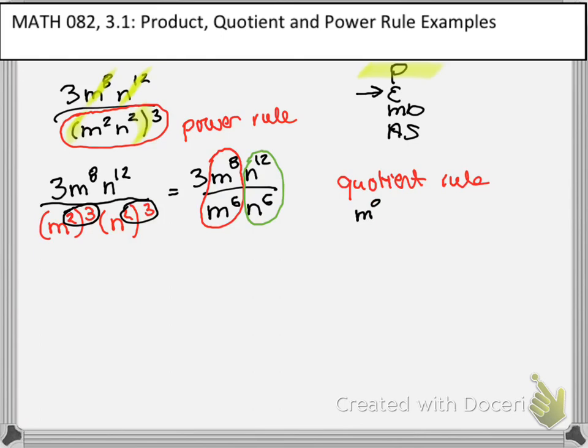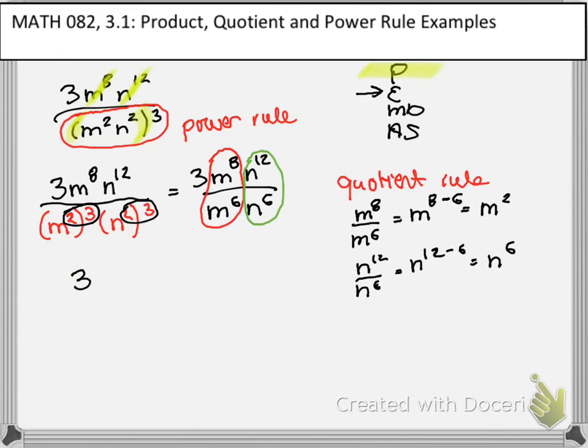So for example, if I have m to the 8th divided by m to the 6th, the quotient rule says that I need to subtract these two exponents. Likewise, if I have n to the 12th divided by n to the 6th, I also need to subtract these exponents. So my new expression becomes 3m squared times n to the 6th. And that's it. That's my final answer.